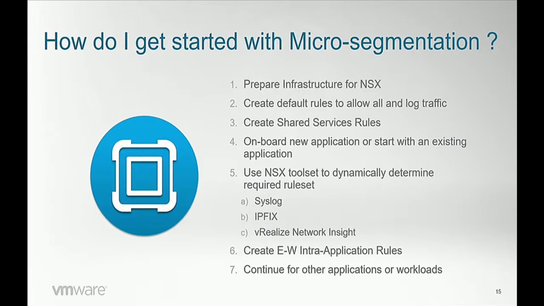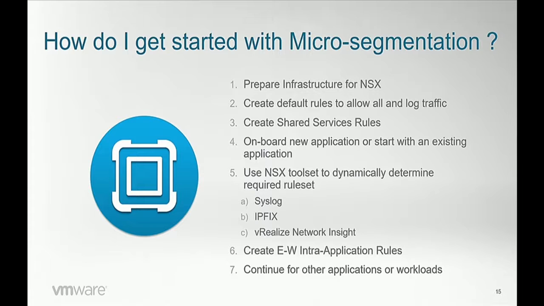So how do I get started with micro-segmentation? How do I move from legacy security policy, from an operational perspective, to this new architecture? It can sometimes be perceived as really hard. So first, we prepare the infrastructure for NSX. We install NSX. And then we create a default rule to allow and log all traffic, or we can use vRNI, Network Insight, to detect what traffic is flowing from one VM to another. And then we create shared services rules.